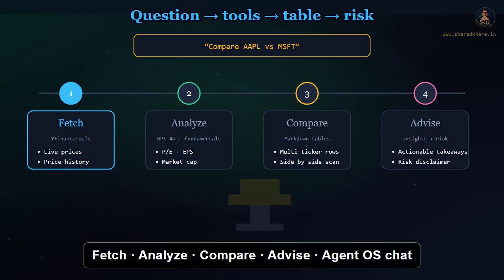Meet the compare step. When you name 2 or 3 tickers, it builds side by side markdown tables you can scan in one glance. Meet the advice step. It surfaces actionable insights, then reminds you this is research, not a buy order from the sky.